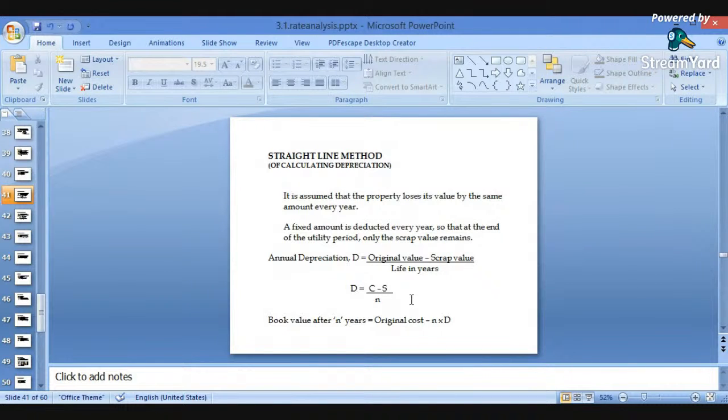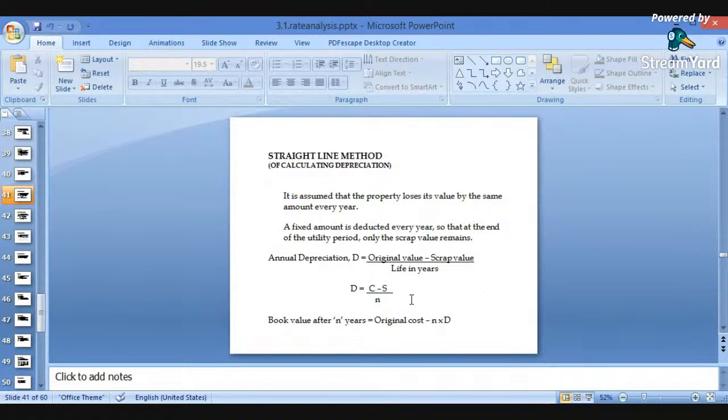Number one is the straight line method. It is assumed that the property loses its value by the same amount every year, so there will be a reduction in the value of the property every year. How will it be fixed? A fixed amount is deducted every year so that at the end of the utility period only the scrap value will remain. After the utility of the building has been completed, the amount will be only the scrap value.